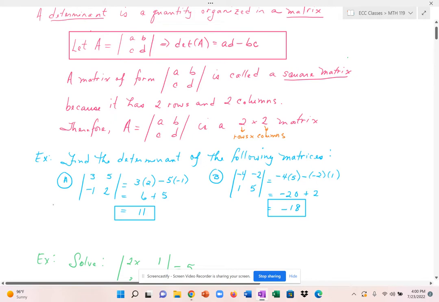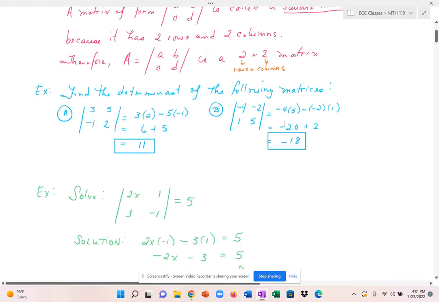So here's your first example. We want to find the determinant of this matrix. So we just do 3 times 2 minus 5 times -1. That becomes 6 plus 5, so the determinant value is 11. Now we go to part B, immediately to the right. So we multiply -4 times 5 minus -2 times 1. That becomes -20 plus 2. So the determinant value here is -18. So any real number could be the value of a determinant.